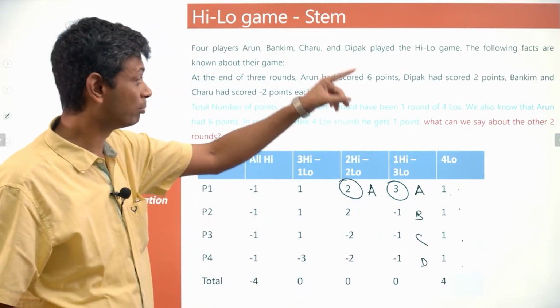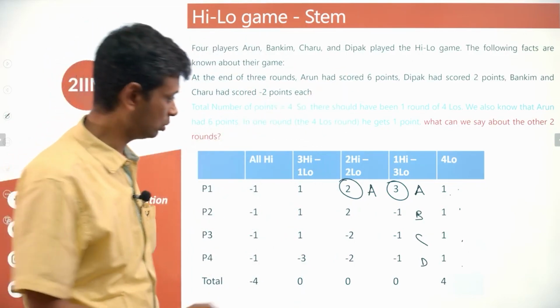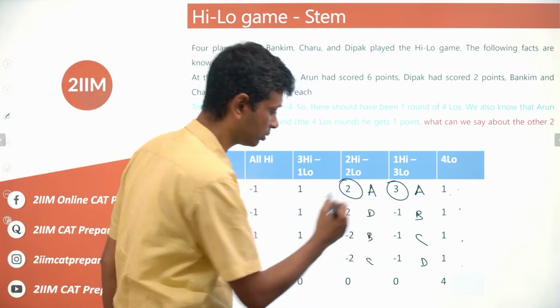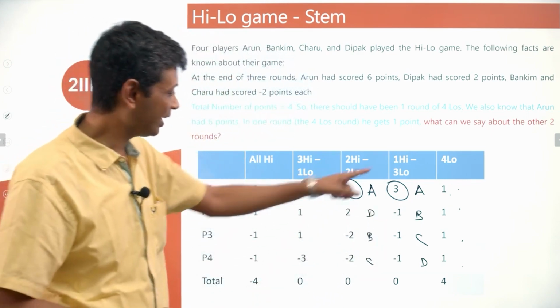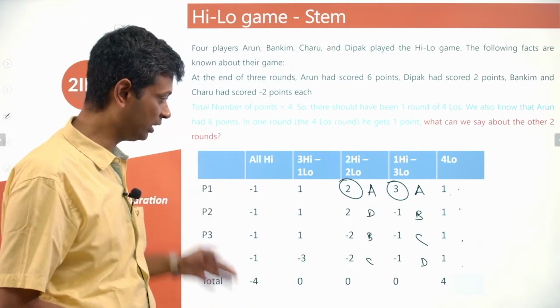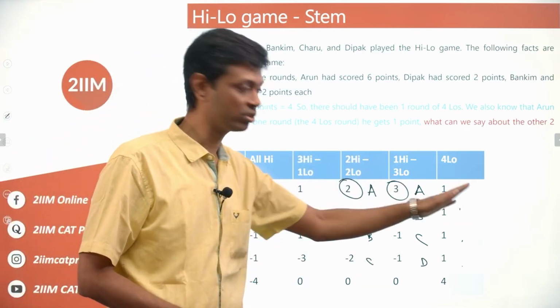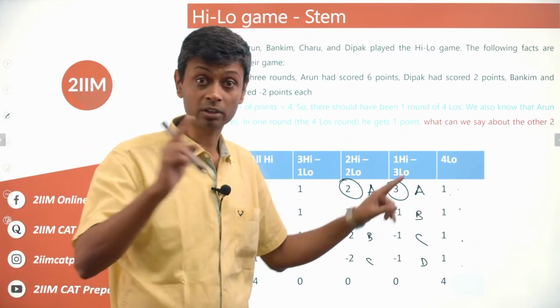Deepak has scored 2 points. Bankim and Charu have scored -2. Or the -2 are B and C. Deepak has scored. Obviously, I'm not writing this in order. I'm not doing A, B, C, D here. I'm thinking round wise. What has happened? These are the 3 rounds that have happened in some order, mind you.